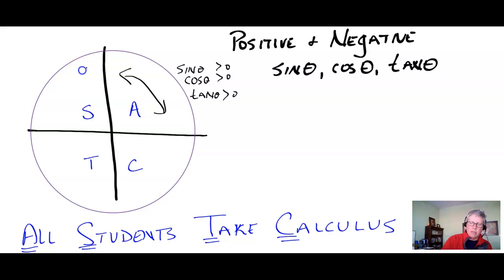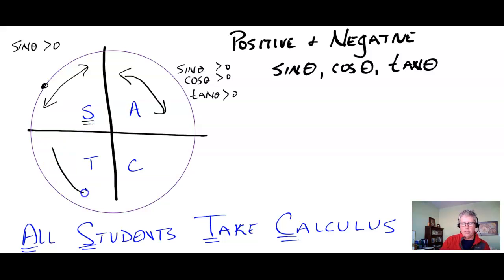If we have an angle that is in the second quadrant, think about it. The x coordinate's going to be negative, the y coordinate's going to be positive. So that means the sine of theta is going to be greater than 0. Remember, tangent is sine over cosine. So if you have a positive over negative, you're going to get a negative. So the only thing positive in this quadrant is sine.